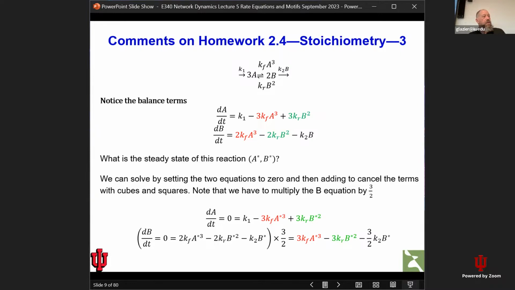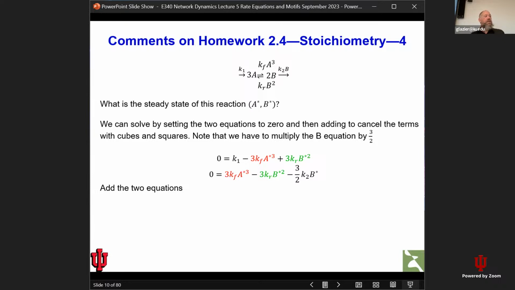And so what I'm going to do is first set my A equation to 0: K1 minus 3 KF A cubed plus 3 KR B squared. And then the second equation, I'm just going to multiply by 3 halves. That gives me 3 KF A cubed minus 3 KR B squared minus 3 halves K2 B star.